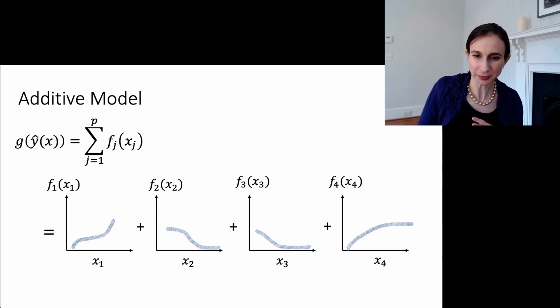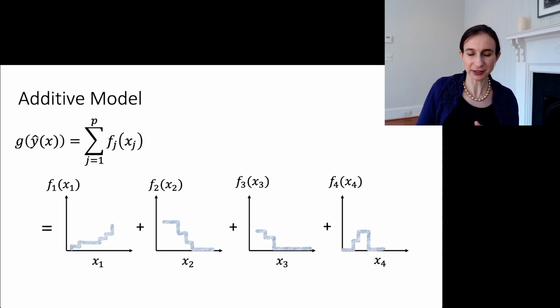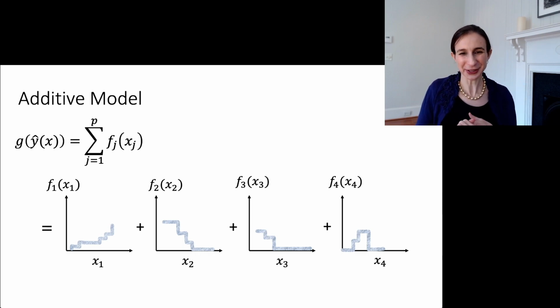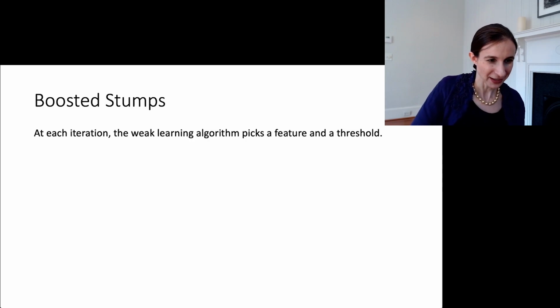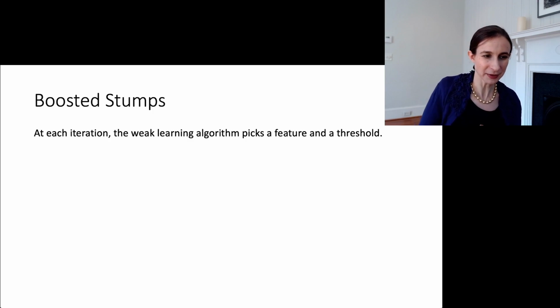And not only that, they're also pretty powerful. Additive models are pretty powerful. And they're also really easy to construct, as I'm going to show you in this video. In particular, we're going to construct additive models that consist of piecewise constant functions. In particular, these are going to be combinations of stumps, and we're going to get these functions from boosting stumps.